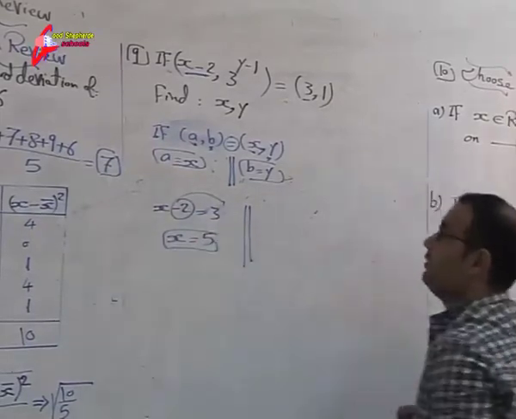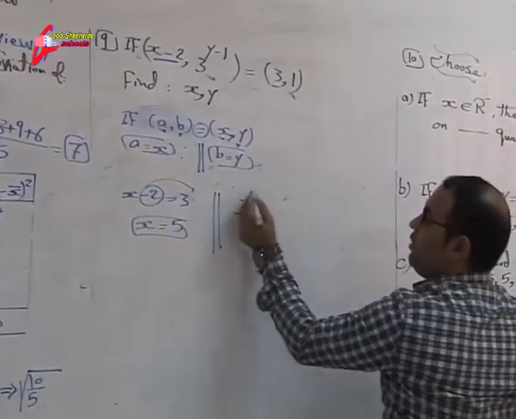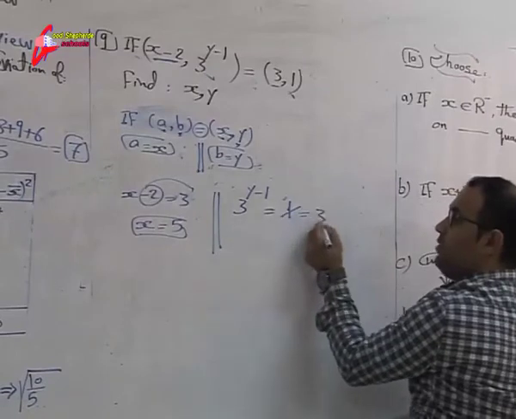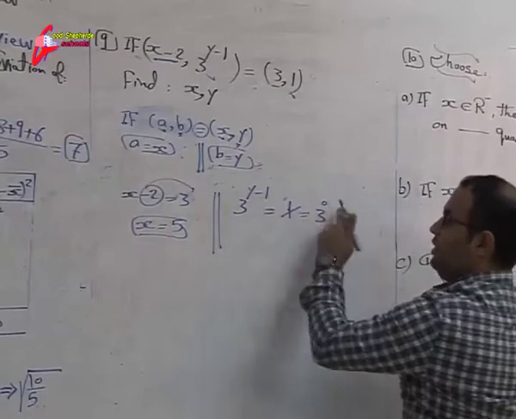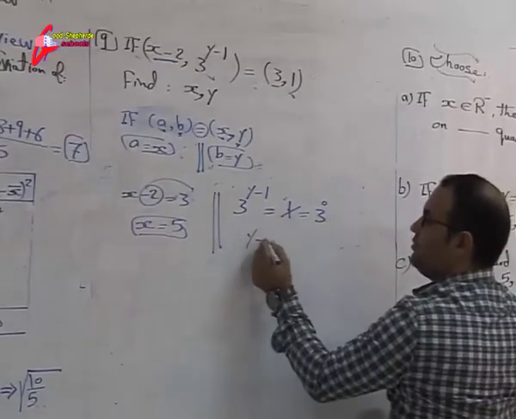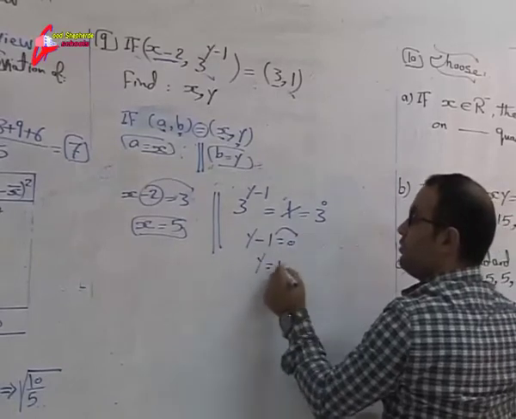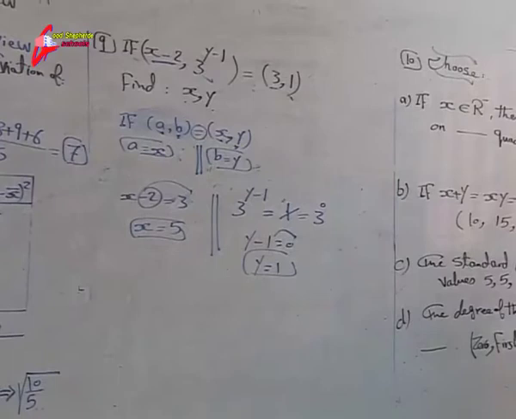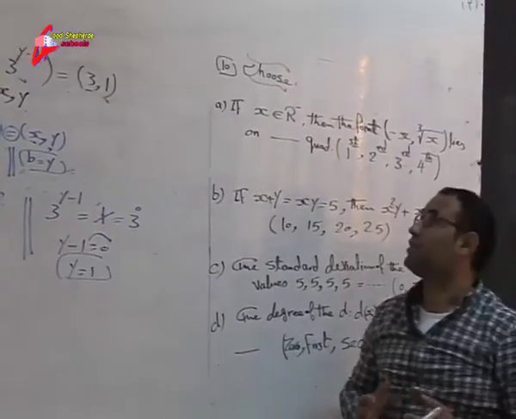This is easy. What about the second part? The second equals the second. So 3 power y minus 1 equals 1. Make 1 to be 3 power 0. They are the same base, so the power equals the power. Then y minus 1 equals 0. So the answer y equals 1. He wants from you to get x and y. And x equals 5, y equals 1. Choose the correct answer. This is the last question with us.